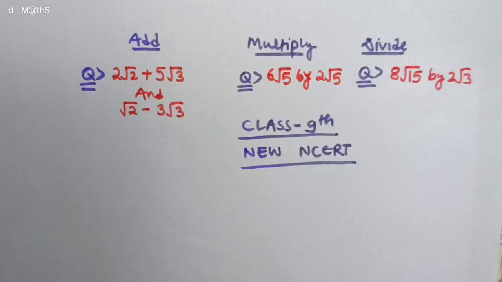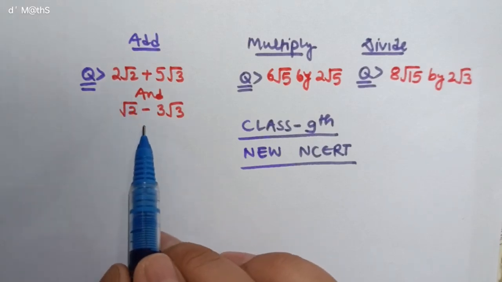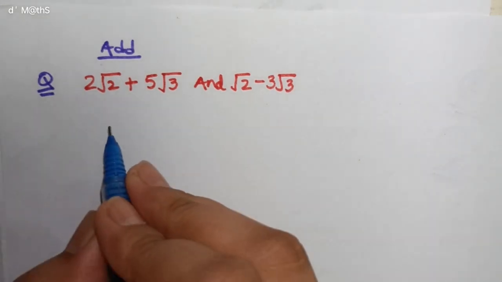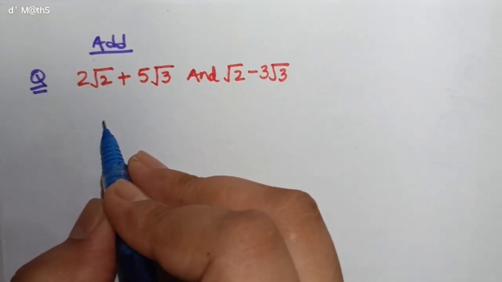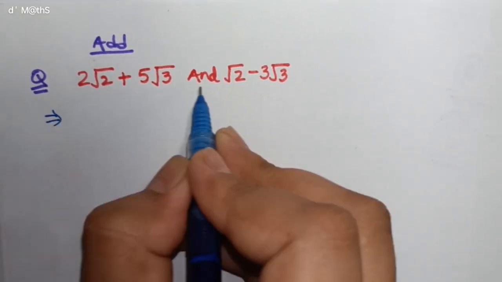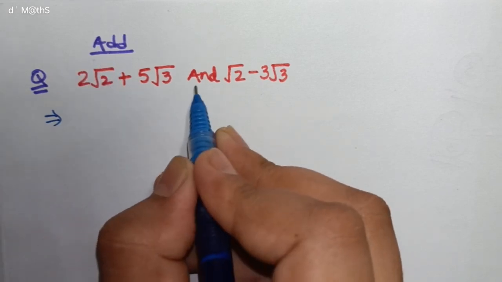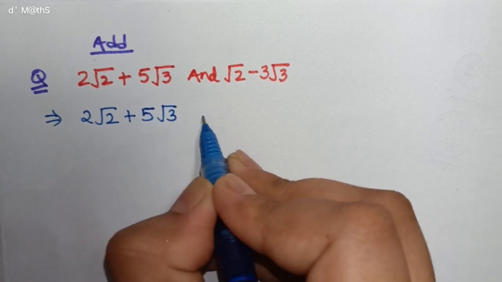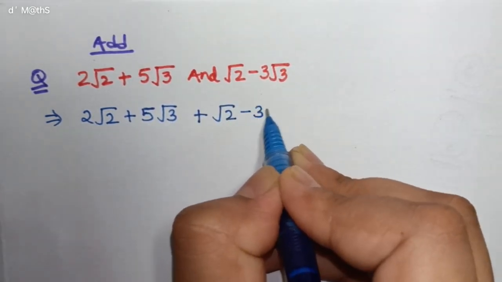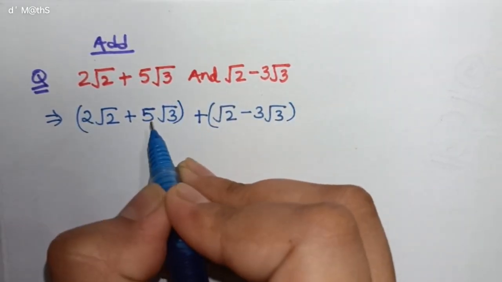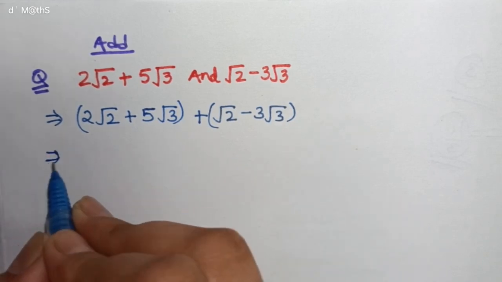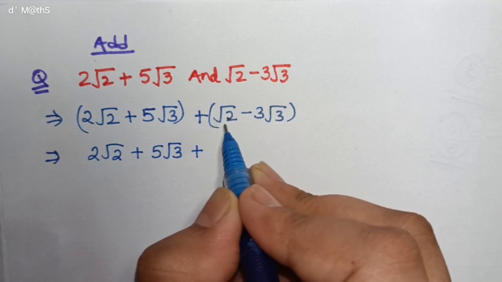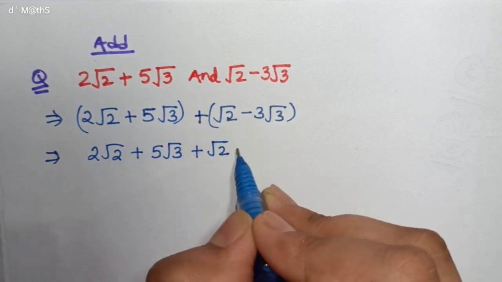Okay. So moving to your first question, that is you have to add. So how do you add the roots? It is very simple. The question is 2 root 2 plus 5 root 3, and here "and" means you have to add both the terms. So write down the question as it is and write add in place of "and". Now you have to be very careful, because the same root value will add with the same root value.